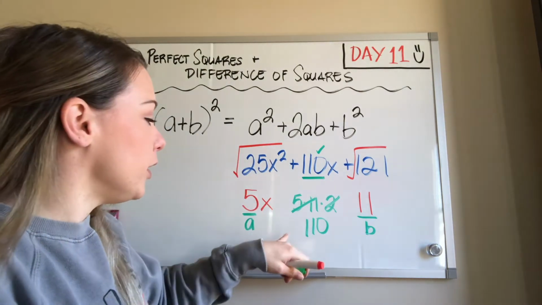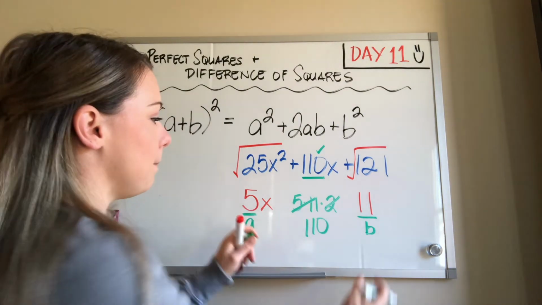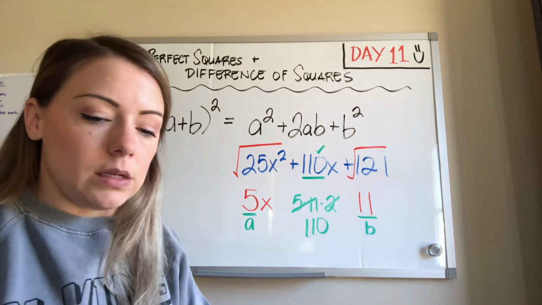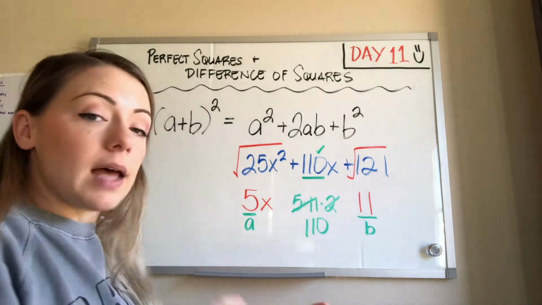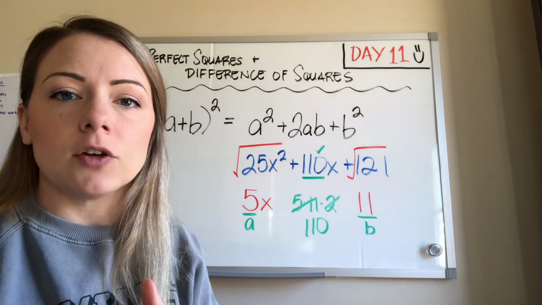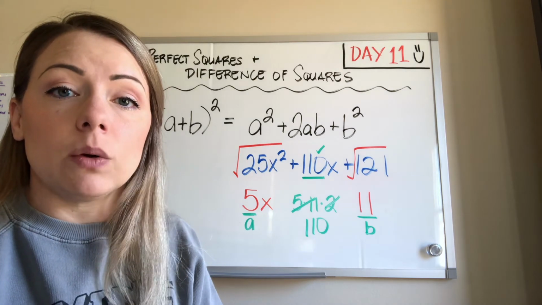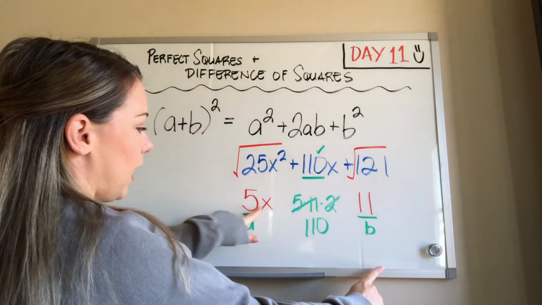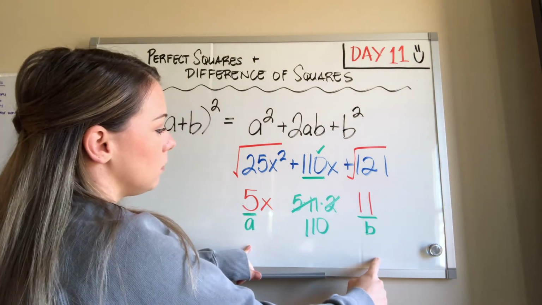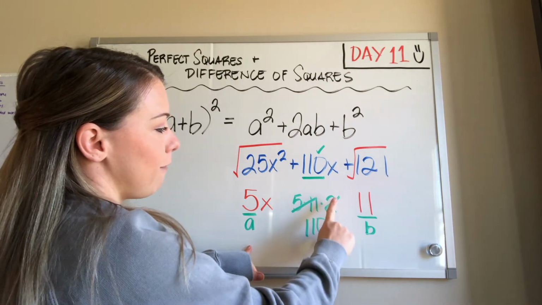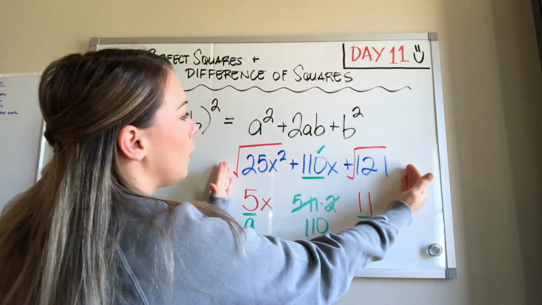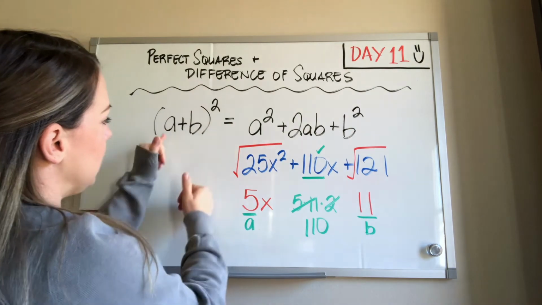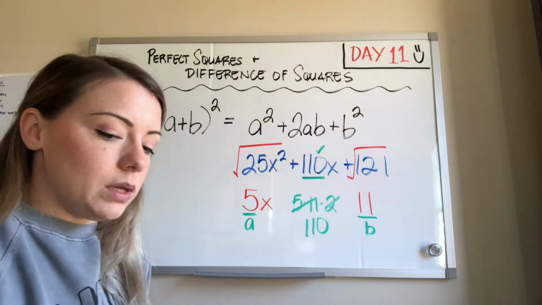And I created my middle term by multiplying 2 by the A and B from right here. All right, so now that I've done this, I have all of the pieces that I need to factor into my original binomial. So we know that A is 5x and B is 11. This is not important whenever I factor, because this polynomial fit this form. Now I'm going to factor into this form, meaning I just need my A and my B. All right, so let's give that a try.